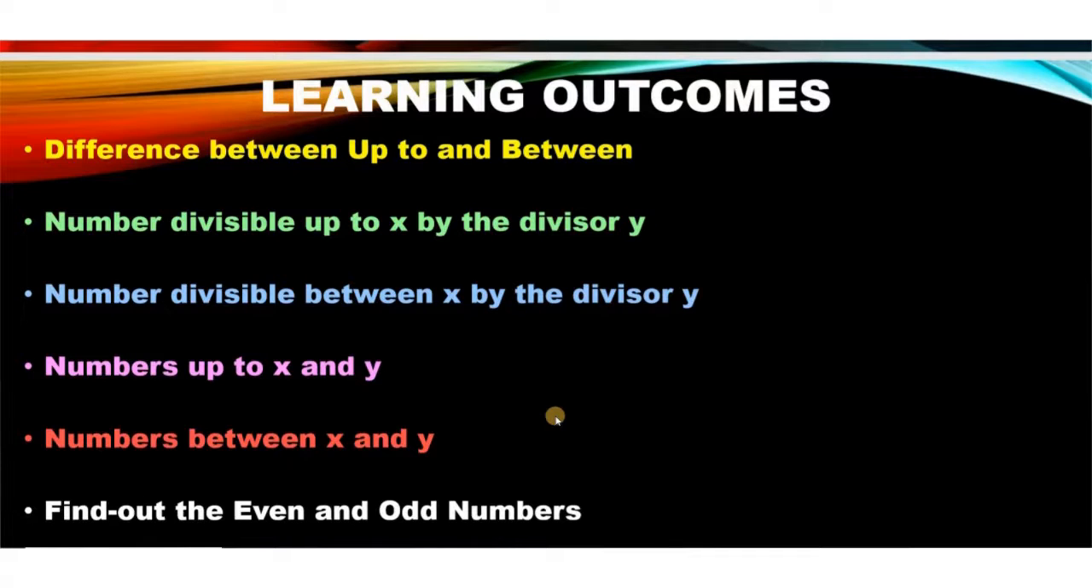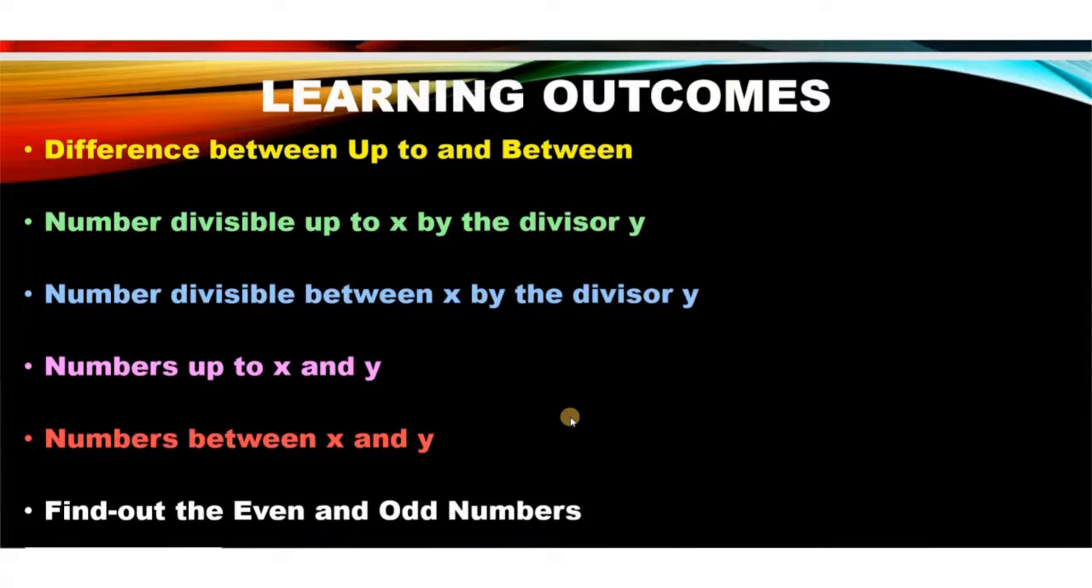The learning objective is that you will be able to understand the difference between up to and between. When two numbers are given and it is mentioned that up to this number, from this number up to this number, or between this number and this number, then how to differentiate the questions and find the solutions with the given idea of the words up to and between.